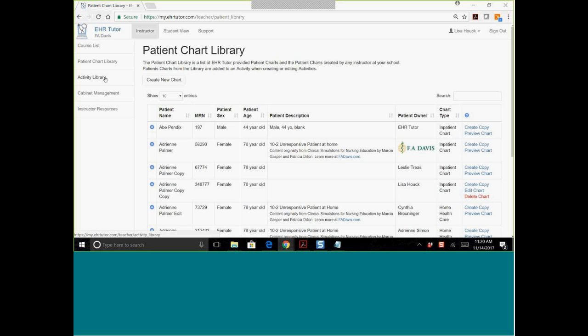So you can either use the patients that are here, or you can create your own from scratch, or you can tweak the ones that we have by making copies of them. F.A. Davis has also created about 300 activities to match their patients. Each one of their patients comes with 5 activities, each one representing a different part of the nursing process.